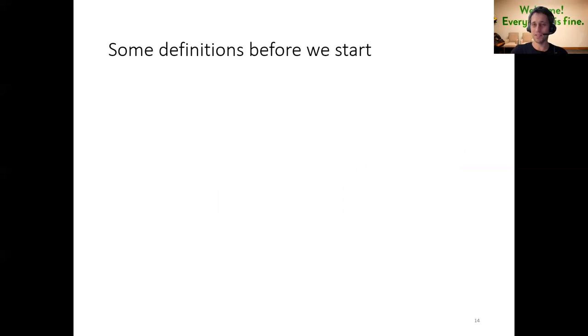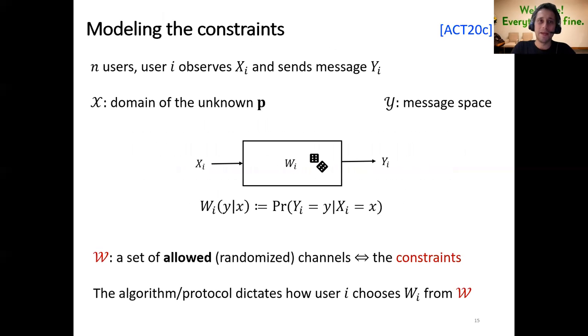Before trying to tackle that, after all, I'm in charge of setting the stage, so we will need some definitions. Bear with me. Hopefully it's going to be worth it. Let's start with modeling those constraints. I'm going to use the formulation from a recent paper with Jayadev and Himanshu. How do we model the constraints?